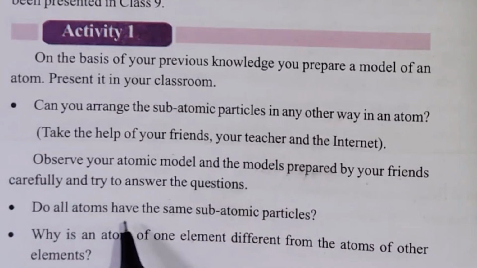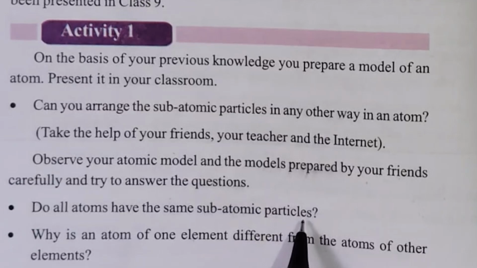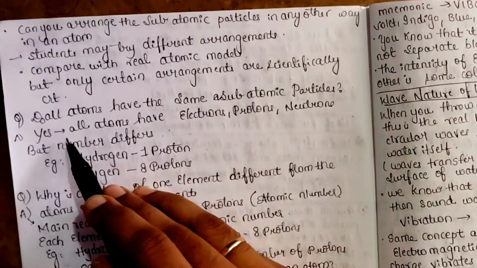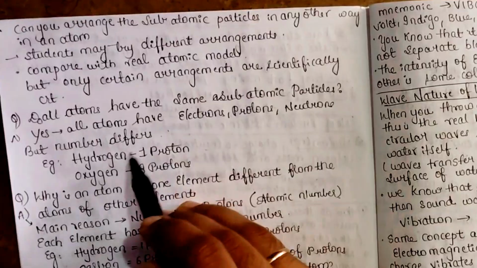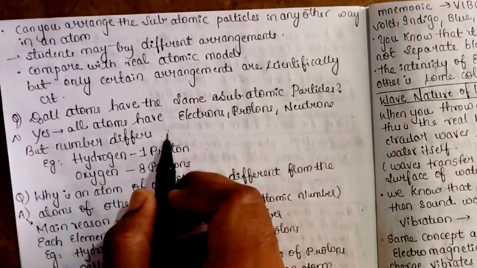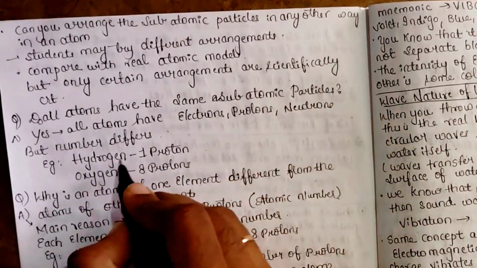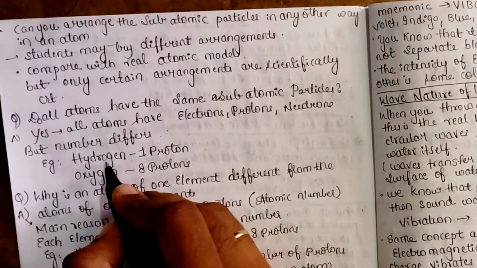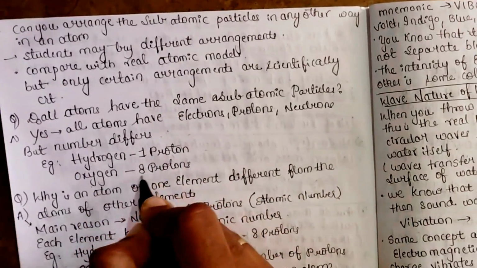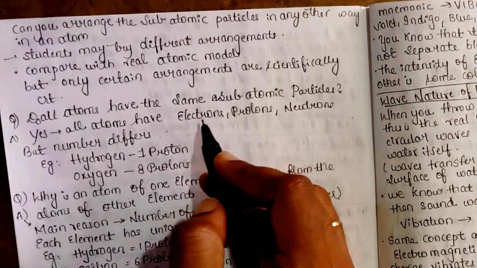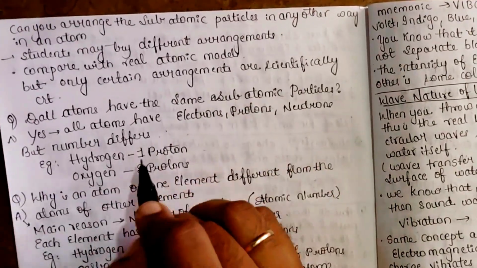And do all atoms have the same subatomic particles? Yes, we'll have the electrons, protons and neutrons, but the number differs. Means atomic number is equal to number of protons. Here atomic number of hydrogen is 1, so number of protons will be 1. Oxygen 8, so number of protons will be 8. We can have all the same, but the protons only will differ here.